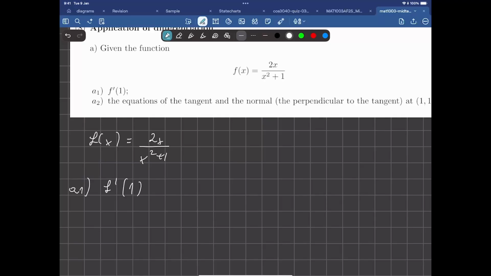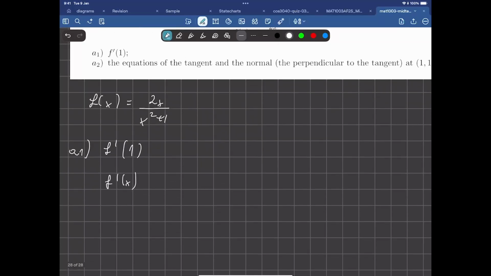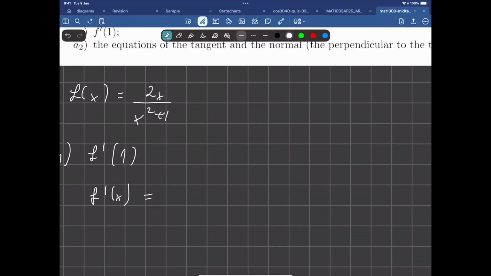Now, in order to find it at x equals 1, let's first find the general formula for the derivative. Because if I know f prime of x, I can just plug in 1 and find the value, right? But before that, we need to calculate the derivative. What are we going to use here? Well, that's a very obvious quotient rule. We cannot really avoid it here, so let's just get started.